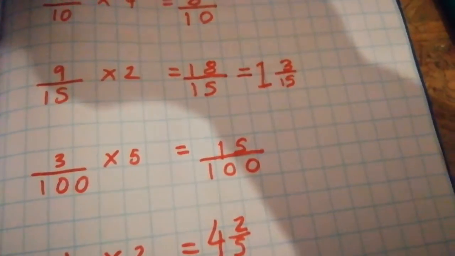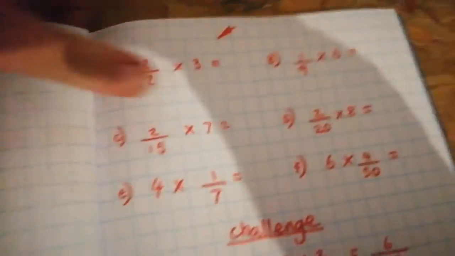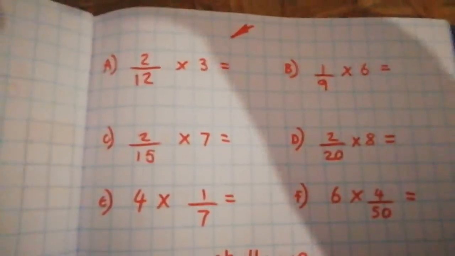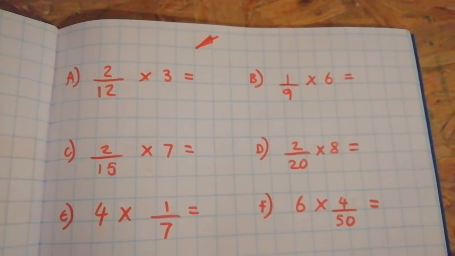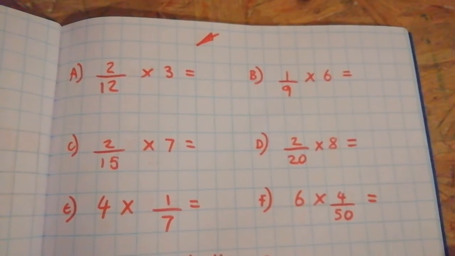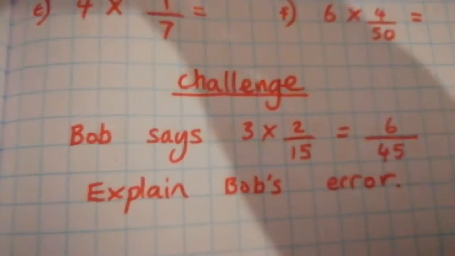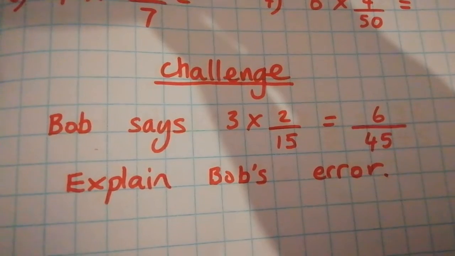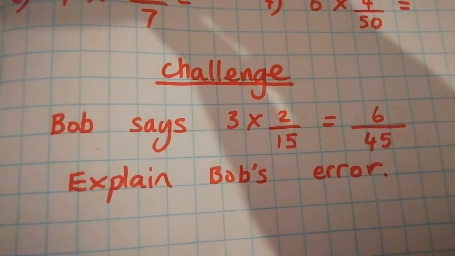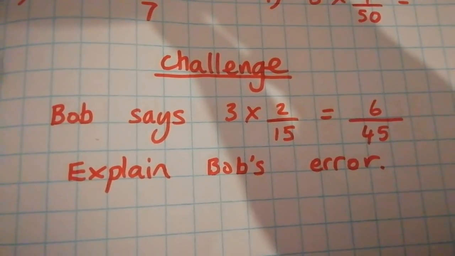Let's have a look at our challenges today then. So, Chili 1 challenge, here we go. We're going to multiply those out together. I'll pause a second for you to have a go at those 6 there. And here comes your challenge. Bob says 3 times 2/15 equals 6/45. Explain Bob's error.